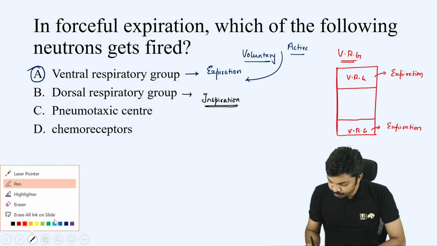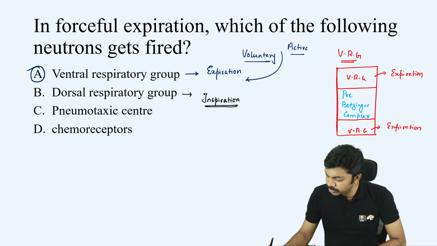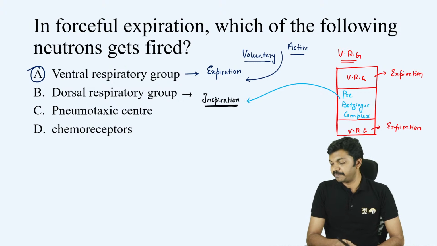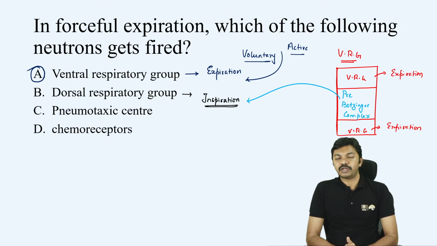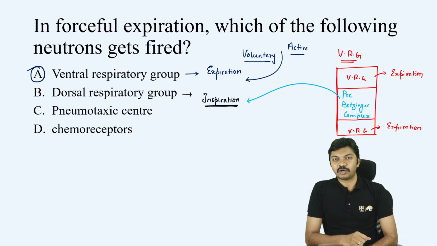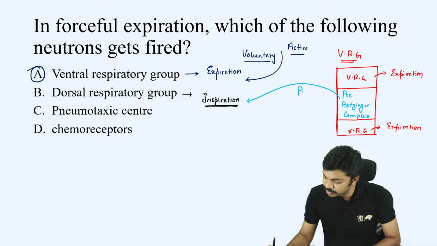Now, in between, we have a particular region called pre-Botzinger complex. And pre-Botzinger complex is concerned with inspiration, guys. Even though inspiration is exclusively controlled by dorsal respiratory group, within ventral respiratory group, there is a region called pre-Botzinger complex that is also concerned with inspiration. And this pre-Botzinger complex is called the pacemaker of respiration.